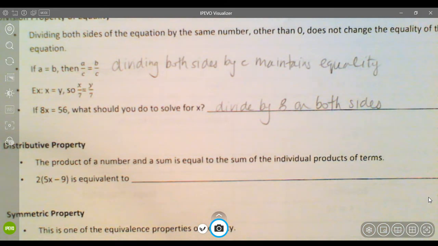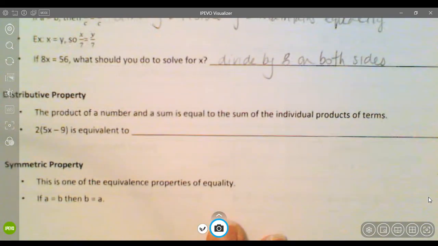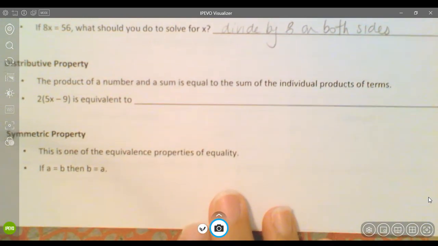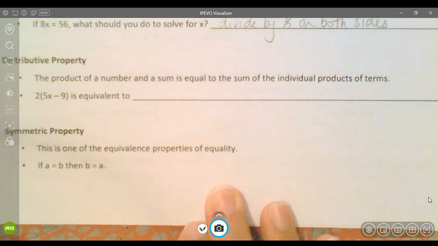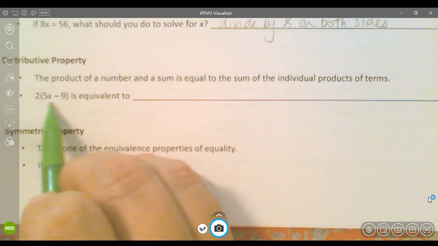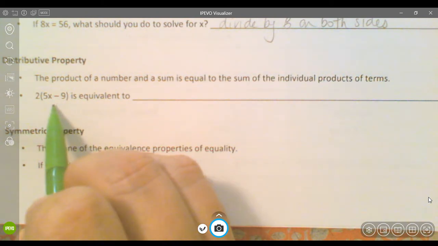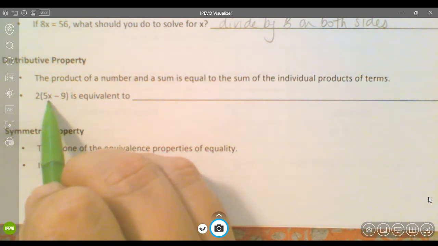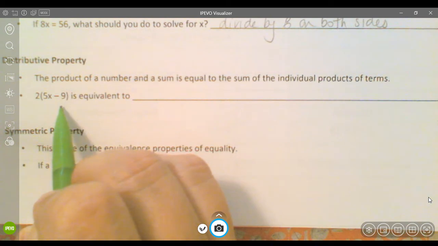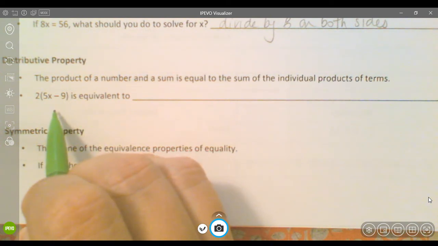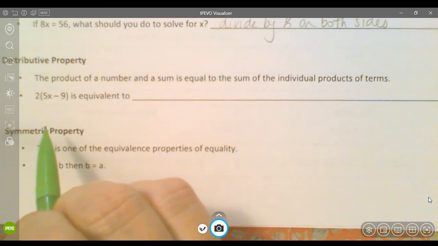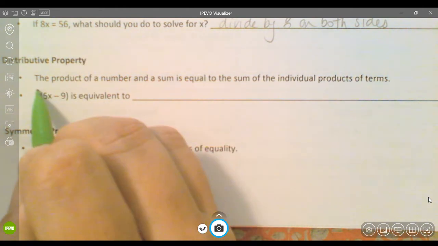All right. The distributive property: a number and a sum is equal to the sum of the individual products. Okay, this is your order of operations. Order of operations always tells you to do what's inside the parentheses, but there's nothing to do inside the parentheses here because they're not like terms. But your stern math teacher is going to make you get rid of those parentheses. So what's the way around it?